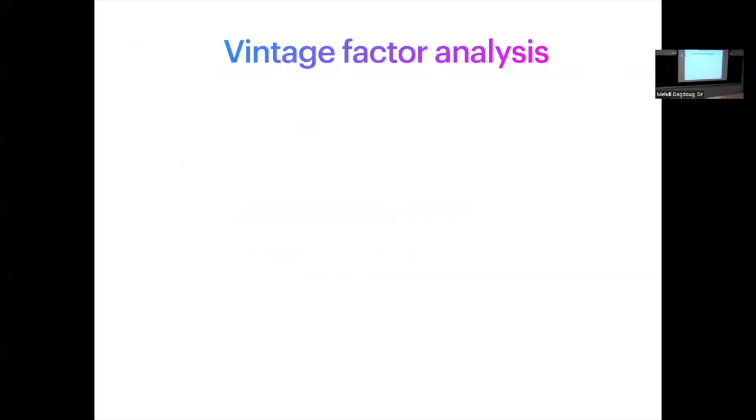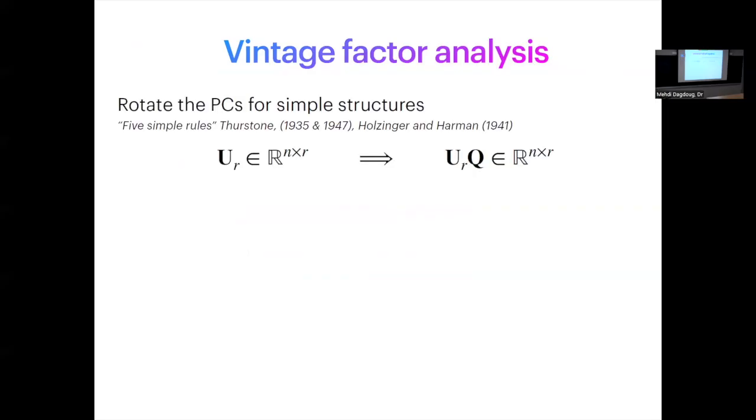And what is vintage factor analysis? For factor analysis, you can think of the previous principal components as the low-dimensional representation, the factors that people are interested in. What is the difference in vintage factor analysis? Vintage factor analysis proposes to further rotate those principal components after PCA, for a certain purpose. You need to define what purpose you want to rotate for. According to Thurstone in 1935, he gave 5 simple rules to rotate those structures. So mathematically, it means we want to find an orthogonal matrix Q in the low dimension, R by R.